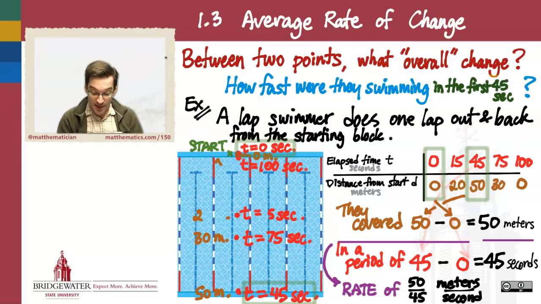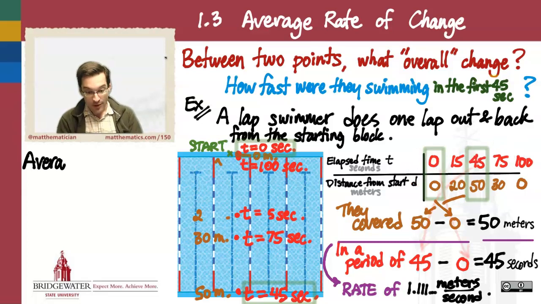So how fast was I swimming over this period of time? 50 meters divided by 45 seconds. I can reduce that fraction, 10 over 9 meters over seconds. As a decimal, it's 1.111 repeating, but that number, 1.1 meters per second, is what we're going to call an average rate of change. It tells me how quickly my dependent variable changes in response to changes in my input variable.